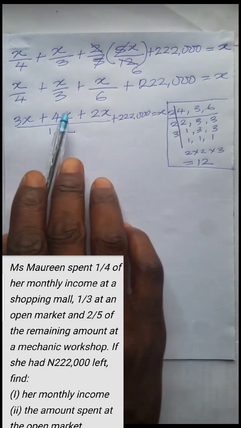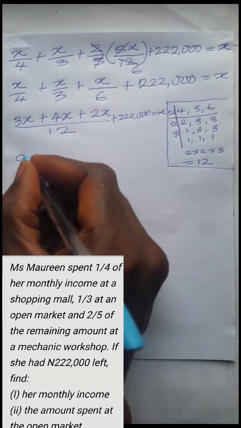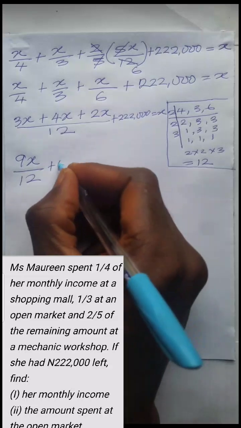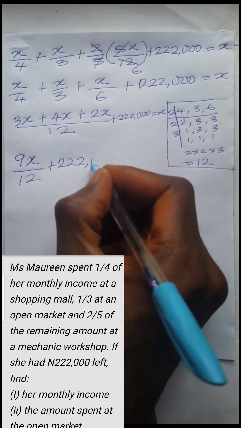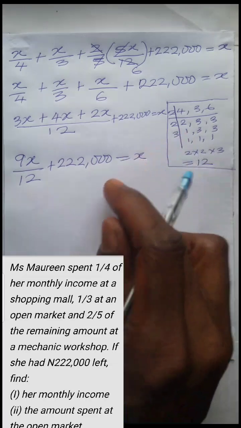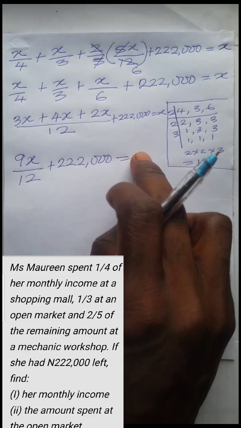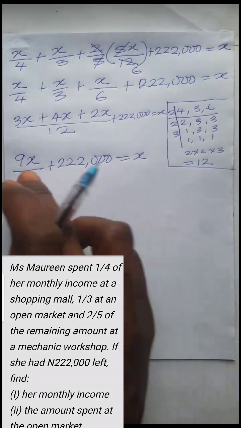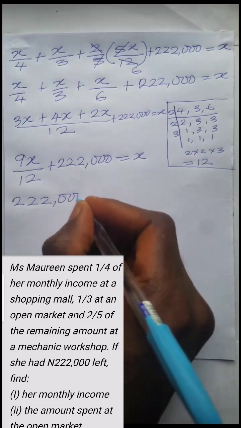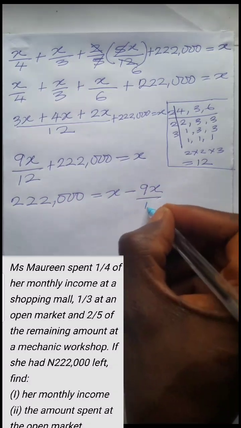So 3 plus 4 is what? That's 7. 7 plus 2 is 9. So we have 9x over what? 12, plus 2,222,000 is equal to x. Now let's collect like terms. Should I bring x here or should I take this guy over here? I think this x is bigger than 9 over 12x, so I'm going to take him over there. So we have 2,222,000 is equal to x minus 9x over 12.